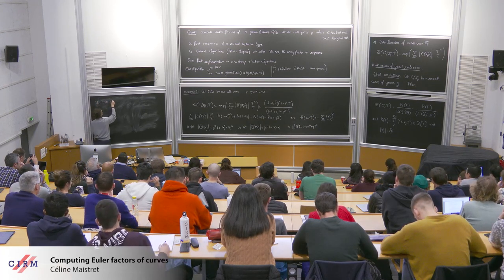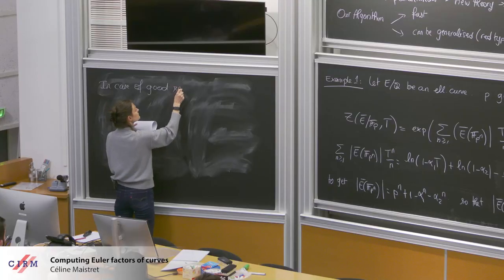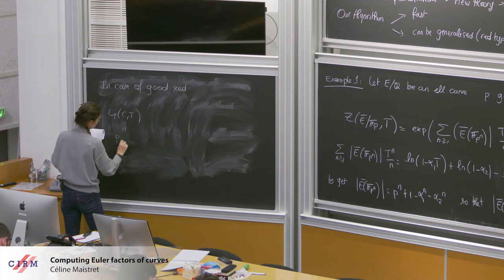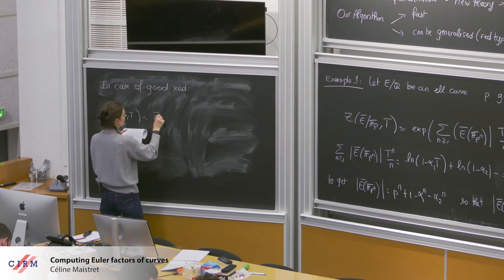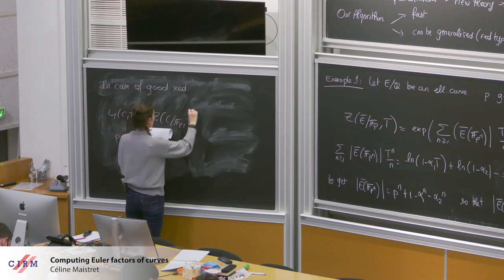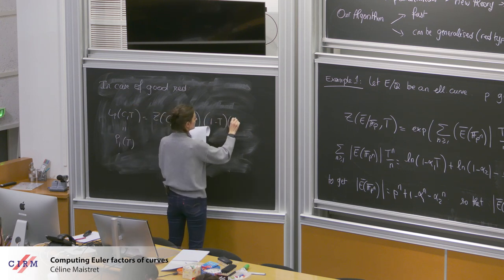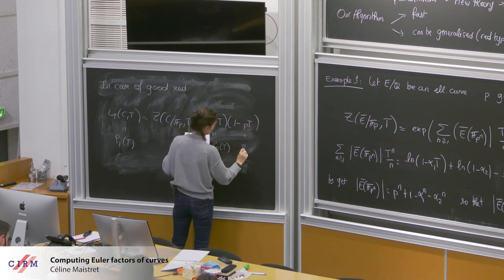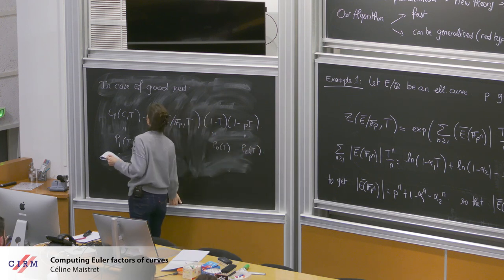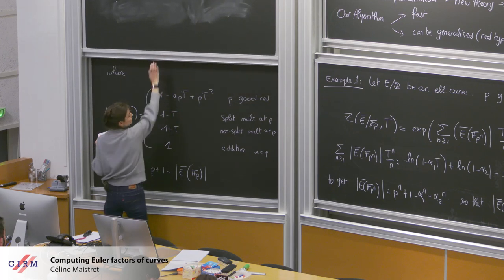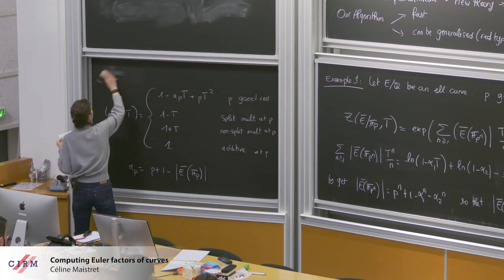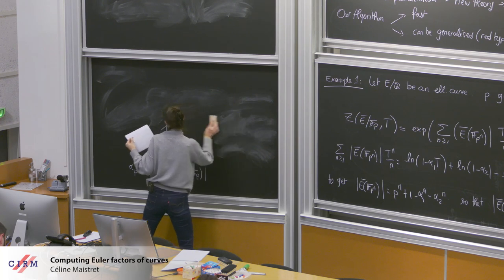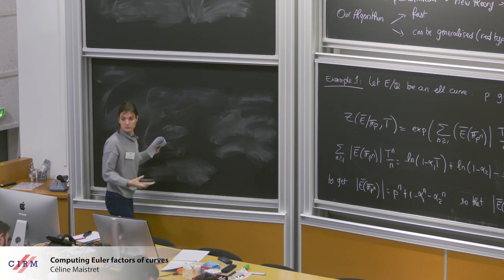to summarize, in case of good reduction, we got the formula for our Euler factor, which was P1 of t. This was just the zeta function times (1 minus t)(1 minus pt). And this was P0 of t, and this was P2 of t. Okay. So at the moment, what we've done was to take a curve of good reduction, probably take a good model, as in minimal, reduce it, and count points. That's the idea.